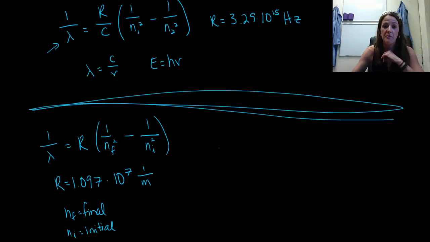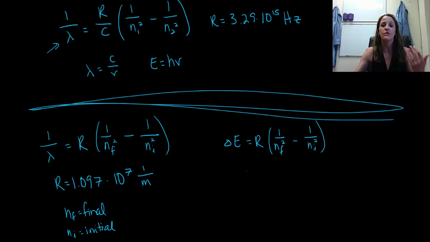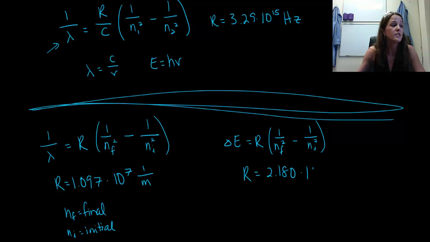Now, at the same time, we can also solve this for energy. So if we do that properly, we would see that we have a delta E, which is equal to our R, so that's again our Rydberg constant, times 1 over NF squared minus 1 over NI squared. Again, F means final, I means initial. So for this one, you have an R value which is equal to 2.180 times 10 to the negative 18 joules.